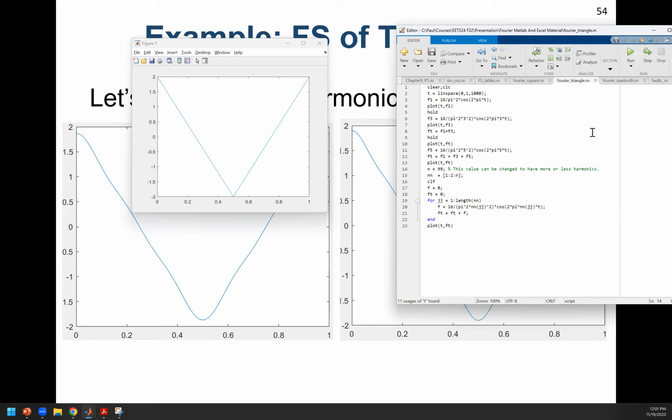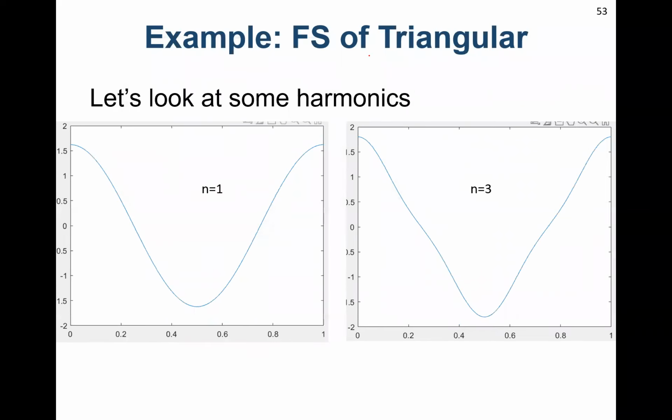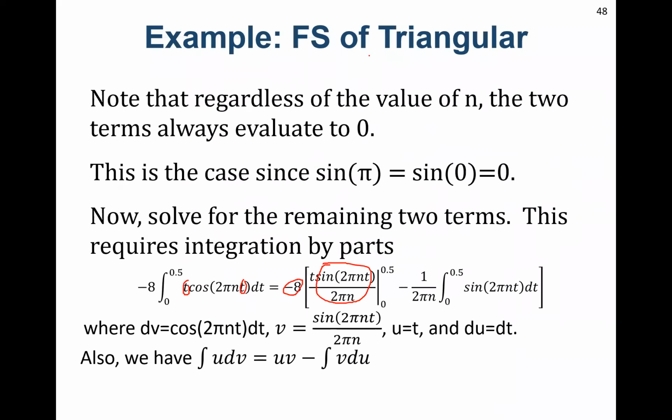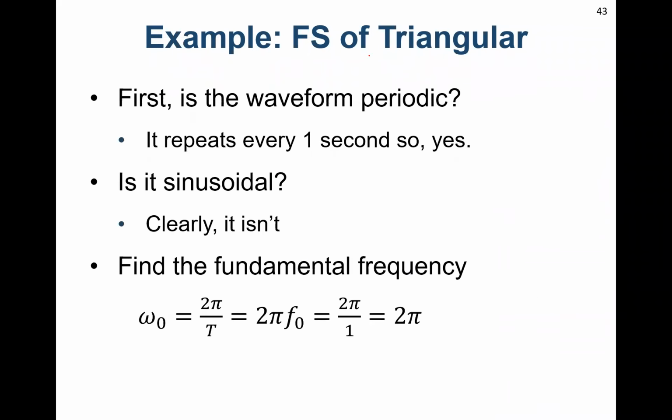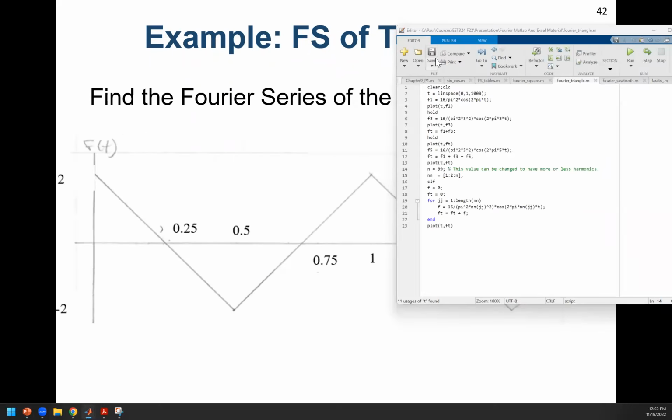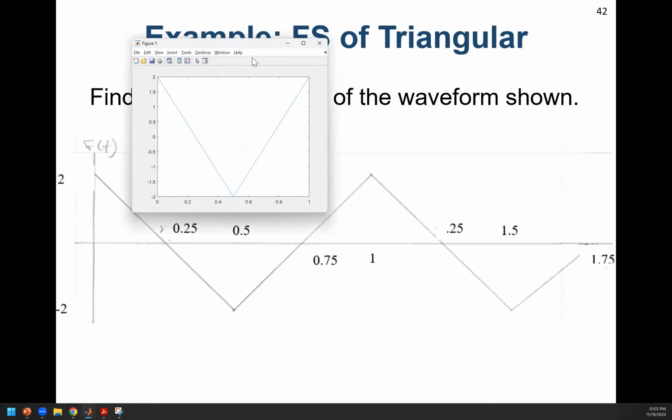Wow, look at that. With 99, it's almost a perfect triangular waveform. So all I did was add a bunch more in there, and I get almost exactly that original waveform. So let's go back and compare. Here's my original waveform, and I just drew this in pencil. And let's do the comparison for the waveform.